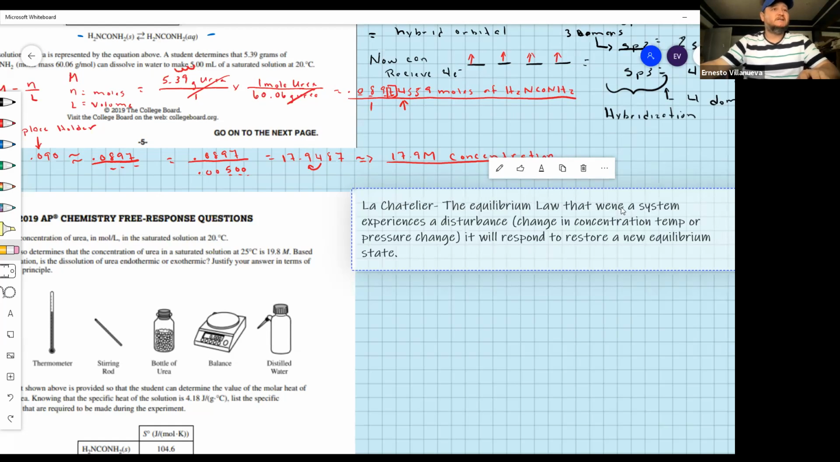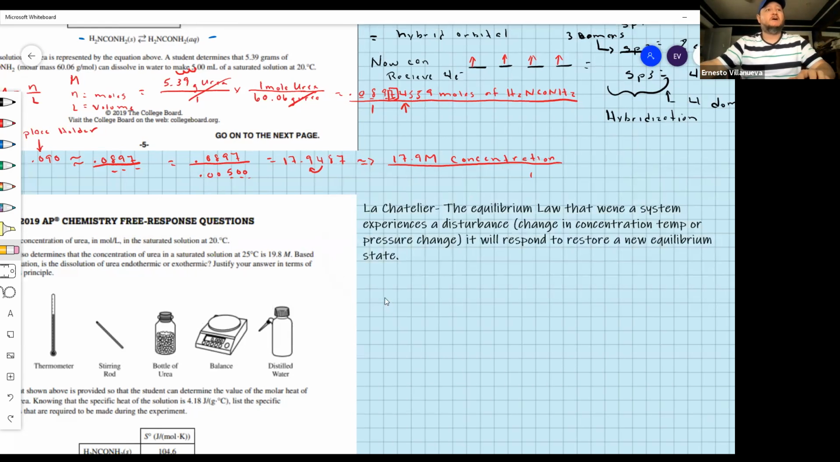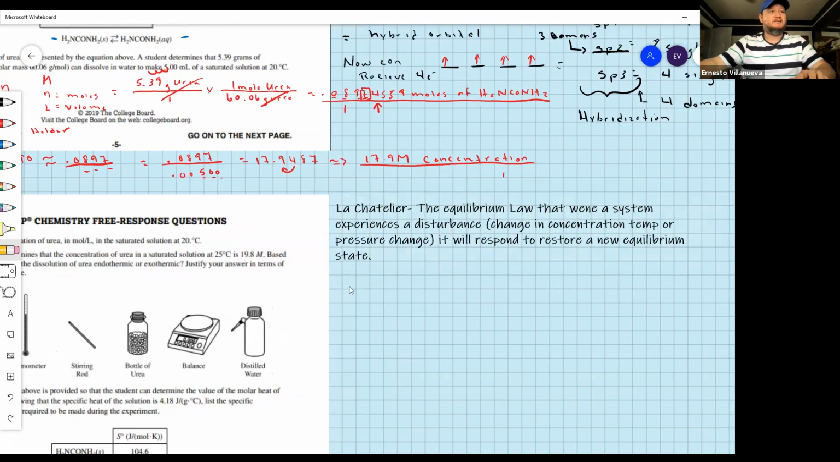Okay, so when a system experiences a change, whether you're changing the pressure, the temperature, or the concentration, the system itself will fight to restore a new state of equilibrium. It's going to balance itself out again. Now, there's a few ways to determine whether something is going to be in terms of energy and temperature, pressure, whatever. So here's a couple of hints.